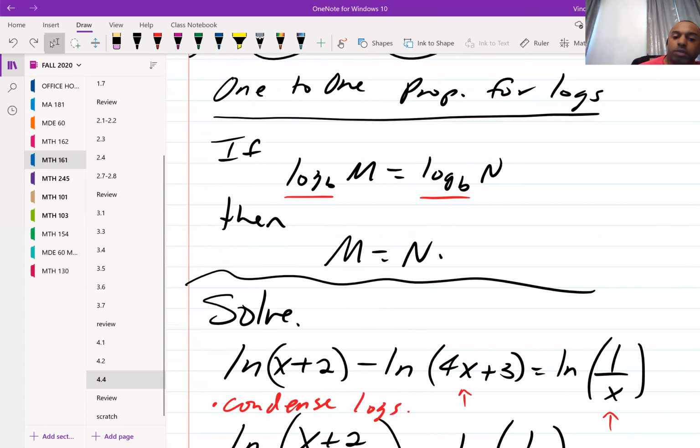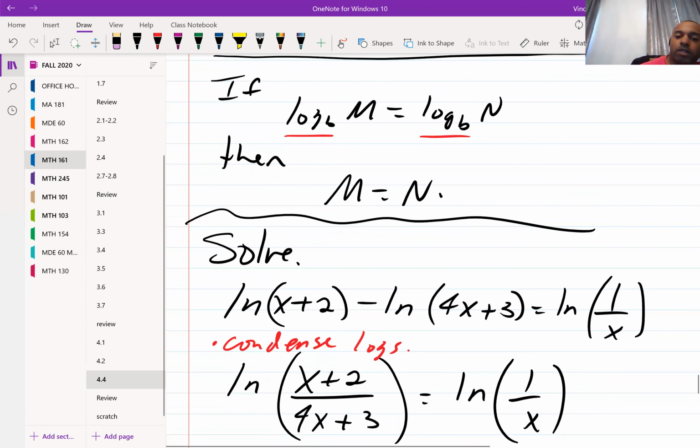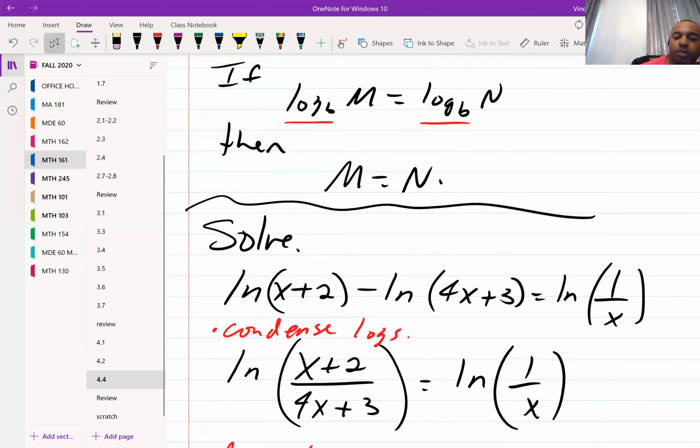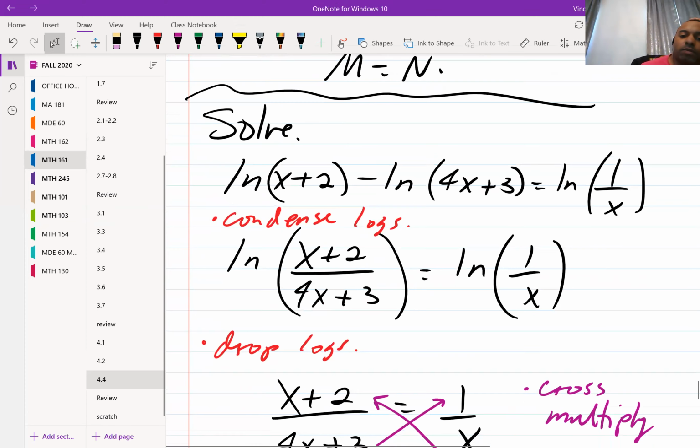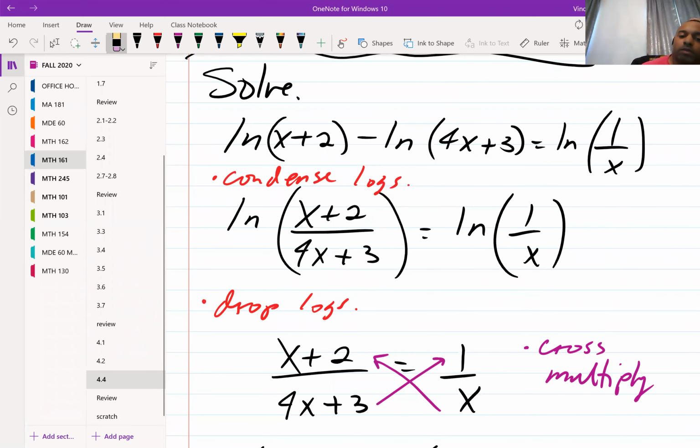So that's what we're looking at in this first one. We have natural log of x plus 2 minus natural log of 4x plus 3 equal to natural log of 1 over x. First thing I want to do is condense those logs. This minus sign means I rewrite it as division. So it's x plus 2 over 4x plus 3. Then I can drop the logs, and that'll give you x plus 2 over 4x plus 3 equal to 1 over x.